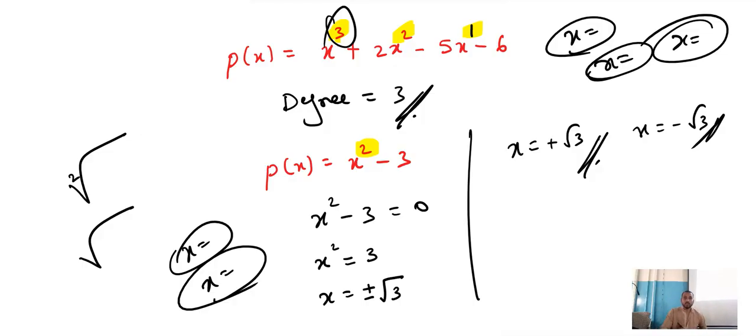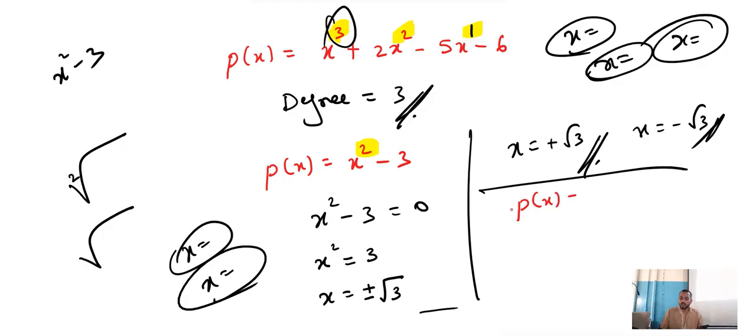Please be careful. Sometimes they say x square minus 3 is the polynomial. Make a note of that also. What is the difference between this question and the other question? Here they are asking to find the zeros of the polynomial. Next question. Write the number of zeros of the polynomial P of x equals x square minus 3.